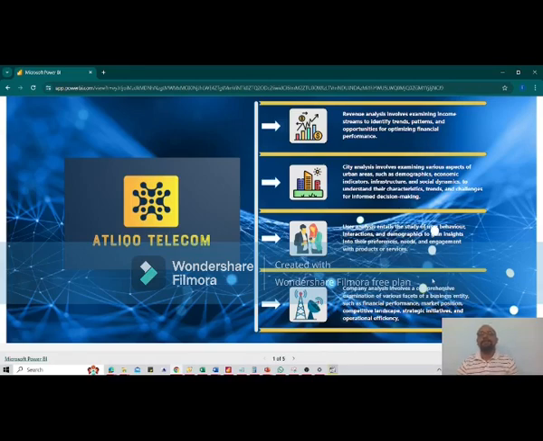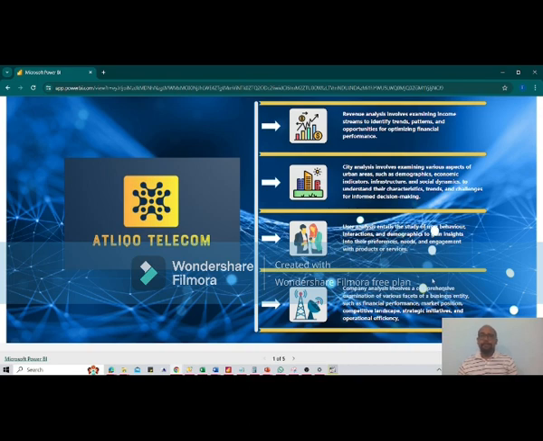Tushar here. Today I'll be talking about a Power BI report that I recently completed for a telecom service provider known as AtliqO Telecom. Before I jump into the report itself, let me give you an overview about the company and the problem statement here. AtliqO Telecom is one of the leading telecom service providers in India, which provides multiple plans for their customers, and they have recently launched 5G in India.